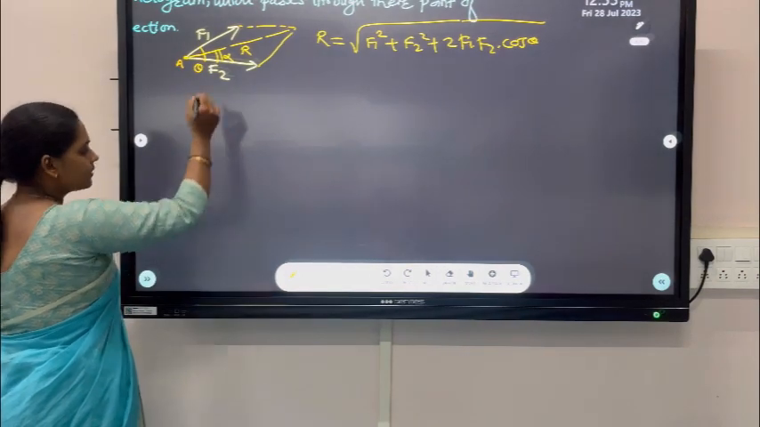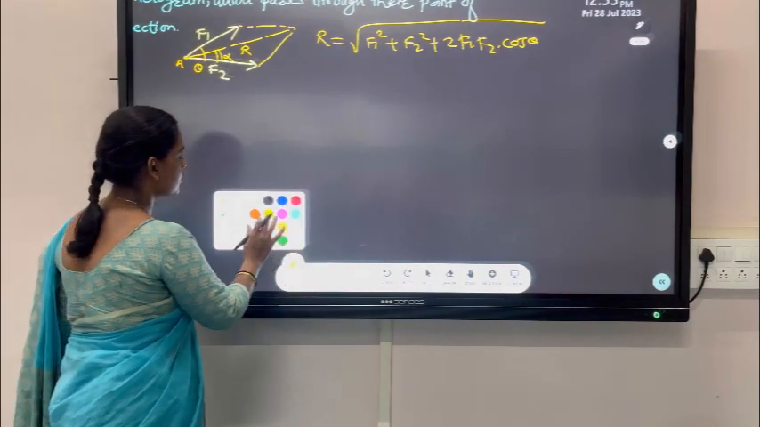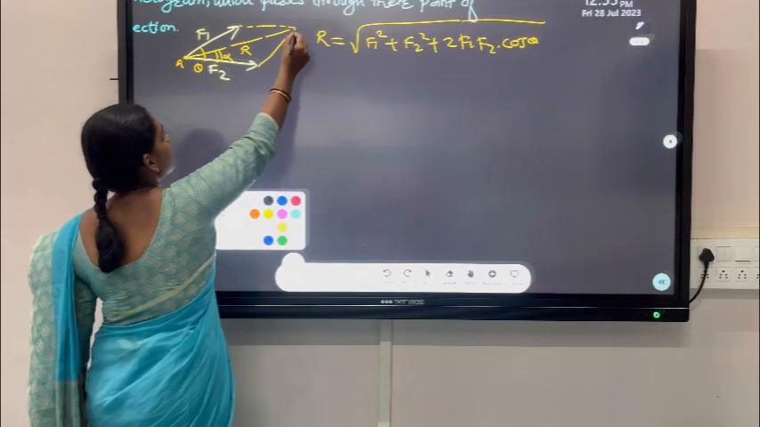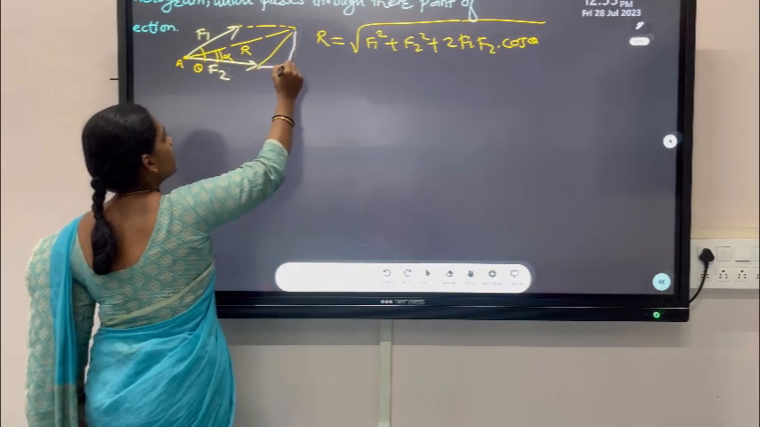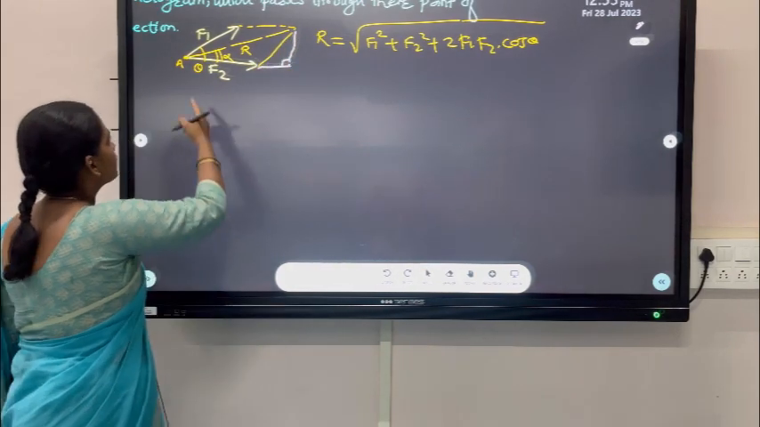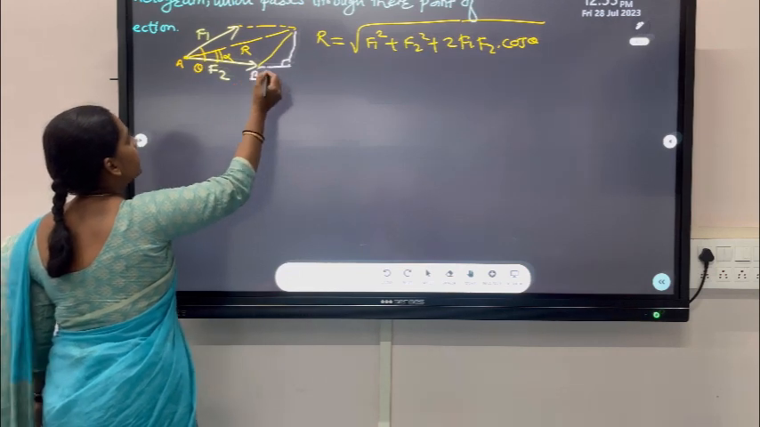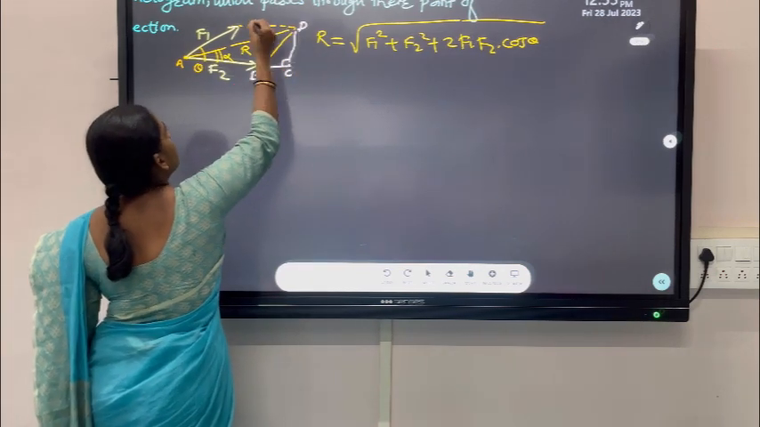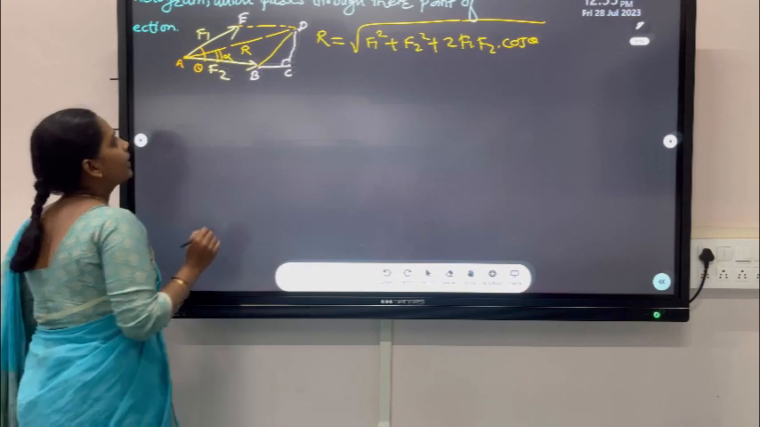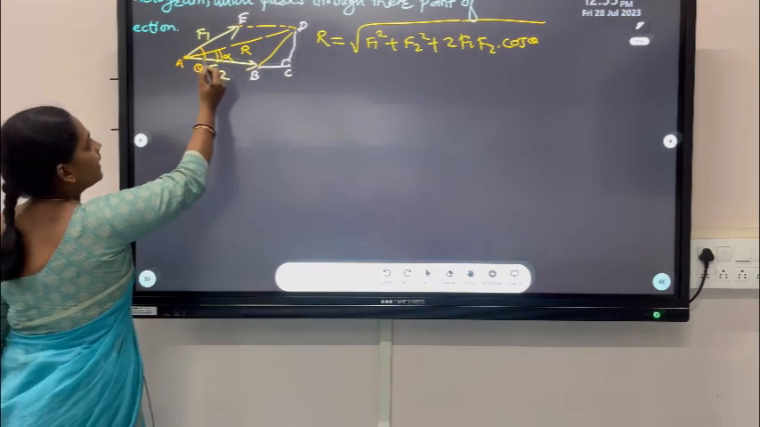Okay. For this, we have to do one construction. Do the construction like this. Just consider a right angle triangle here. Suppose this is a triangle A, B, C, D and E. So consider triangle ADC.